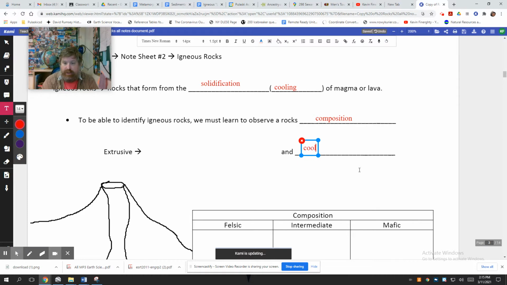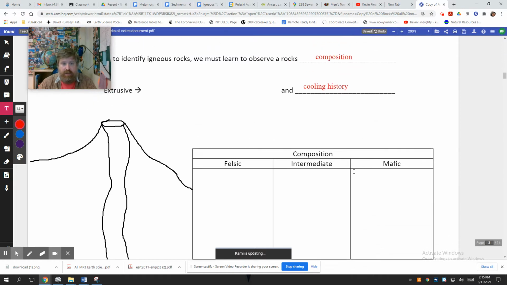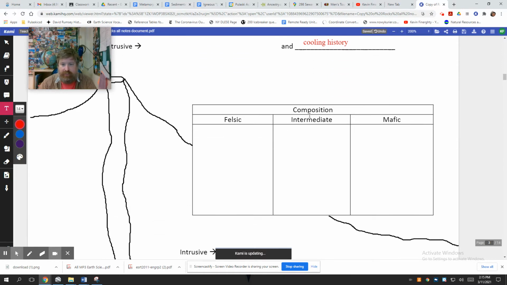And the rock's cooling history. In other words, did it cool quickly or slowly? And there's a very easy way to tell, again, by looking at the rocks. You guys are going to nail this. All right, so we're going to do these two things separately. Composition, let's start there. We'll do it in these boxes.